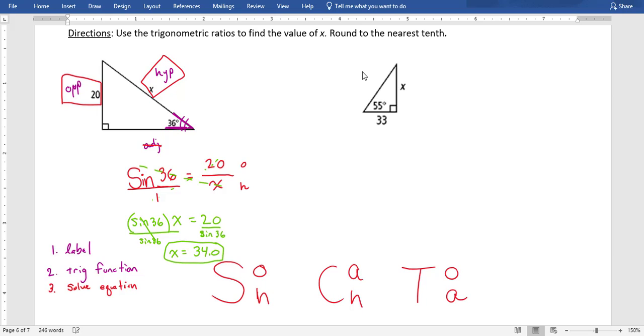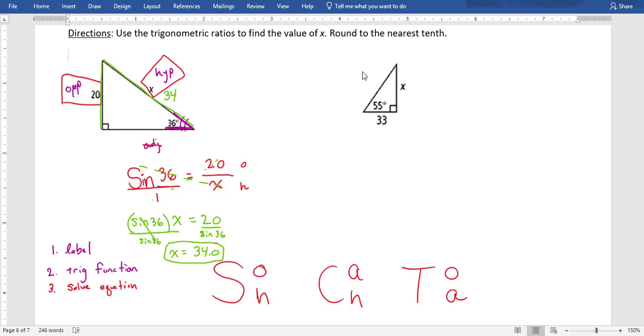34.0. Now, last thing I like to do is just go and make sure this makes sense. If this side's 20, does it make sense that this side, the hypotenuse, is longer, about 34? Sure does. Let's look at one more example.